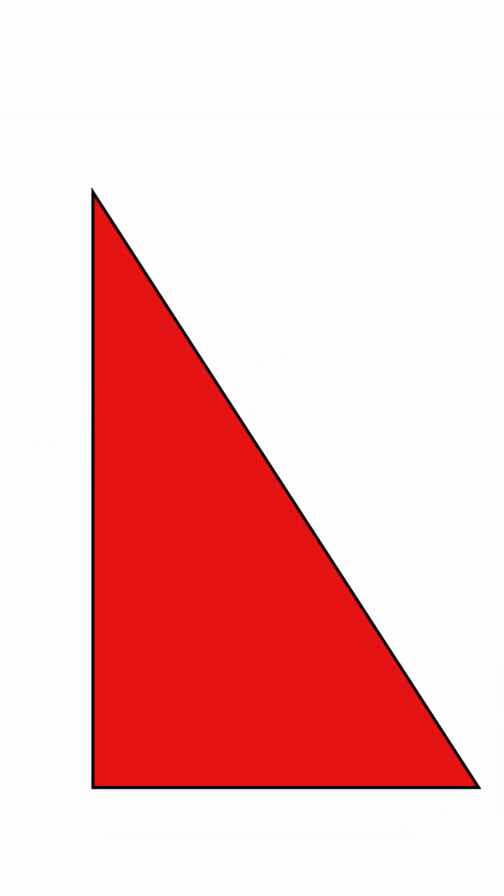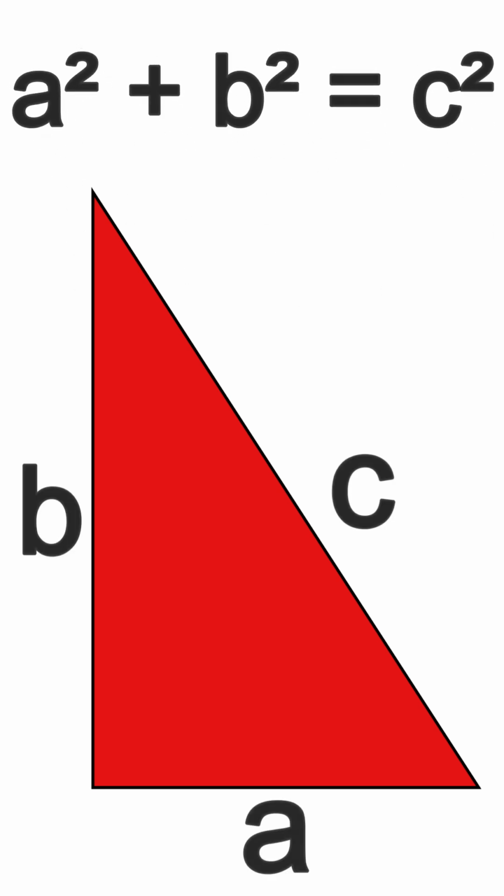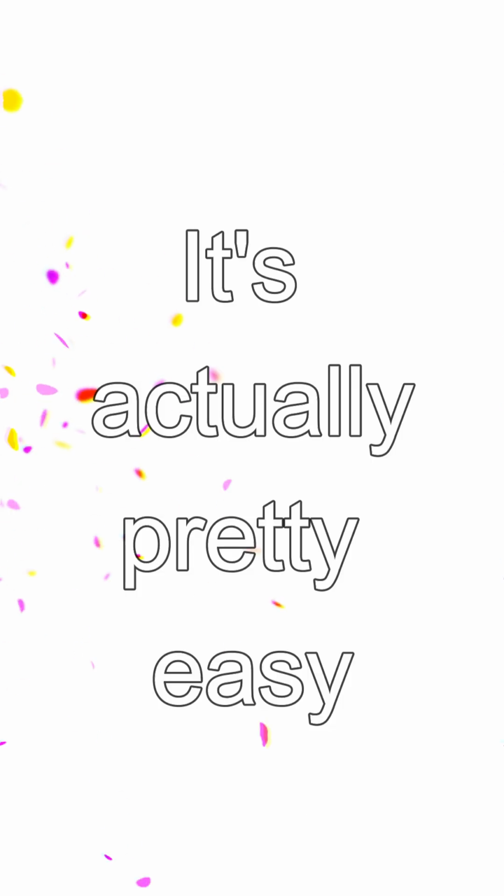Pythagoras. You've probably heard of him. He has this little known theorem about triangles that goes like this. Take a right angled triangle with legs A and B and hypotenuse C. Then A squared plus B squared is equal to C squared. But why does this work?